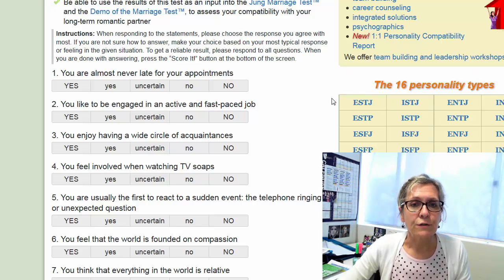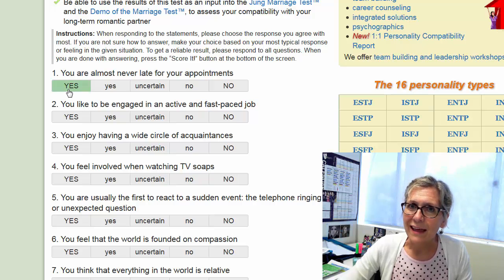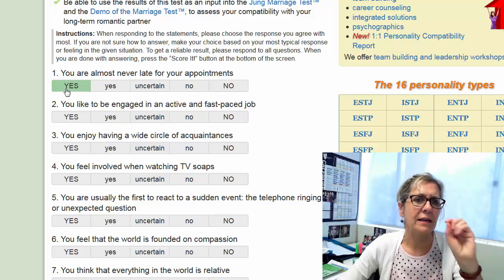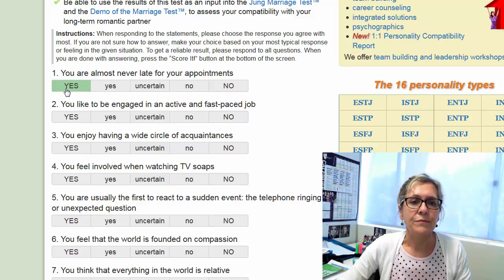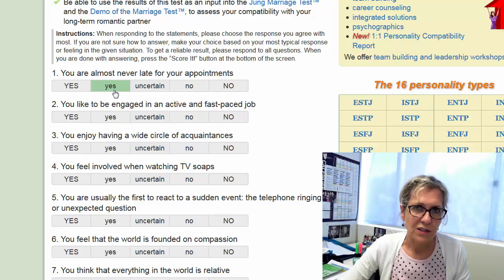Now, with this one, you get a few more options. You get some statements this time that you respond to, and you'll see there that you can either really strongly agree, that would be indicated by the uppercase YES. If the statement is, you are almost never late for your appointments, yes, that's definitely me at all times. So you would indicate YES in uppercase. If it's you mostly, then perhaps you would indicate the yes in lowercase, which would suggest that you agree, but not strongly agree.